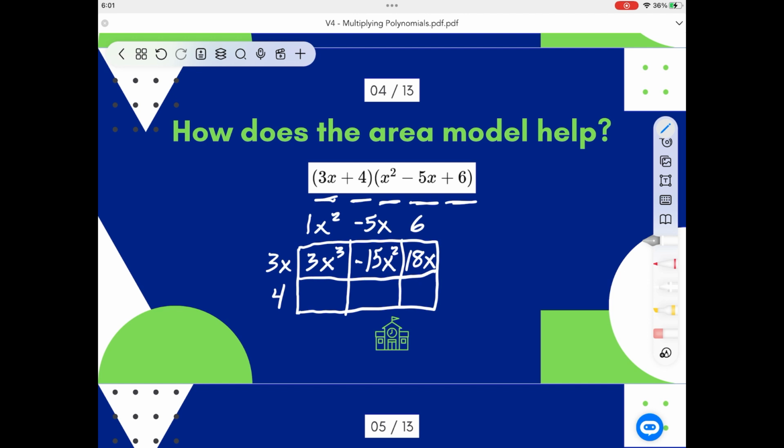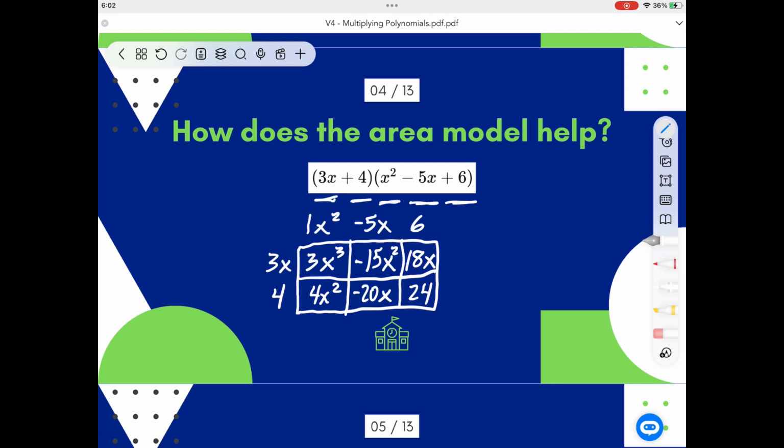Now we move to the bottom row. 4 times 1x squared is 4x squared. Notice here, since the 4 is a constant, that's just going to be changing the coefficients, but we're not bringing any more x's into this product. 4 times negative 5 is negative 20. And then we still have the x from the top. And our constant in the bottom right, 4 times 6, that makes 24.